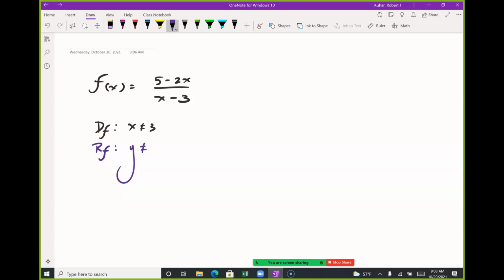So remember what we're doing with inverse functions is we're swapping x and y. So what we do to find the range of a function is we find the domain of the inverse. So it should be y is not equal to -2. You can also see that particular piece in the horizontal asymptote, right?